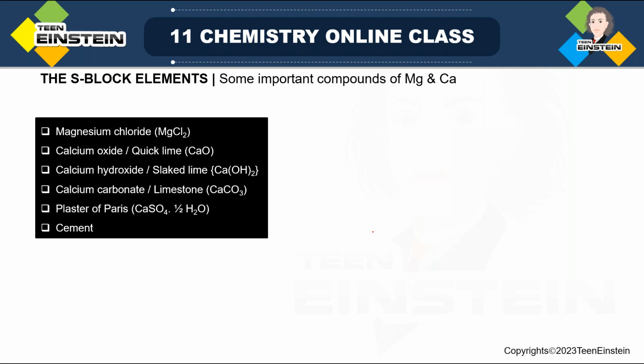Here you can see the first compound is magnesium chloride, the only magnesium compound, and then we have calcium related compounds, total 4. And cement is also there. If you see the composition of cement, it's very versatile, but the main component is CaO, that means the calcium 2+ ion is again present. So these are some important compounds of Mg and Ca.